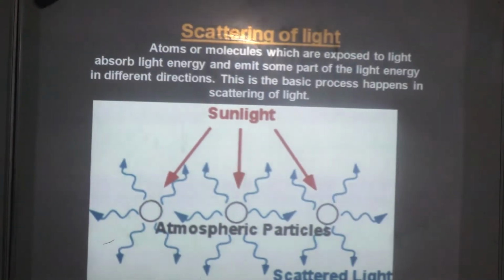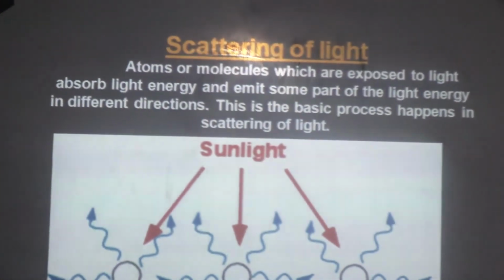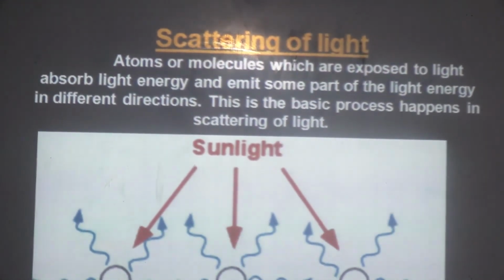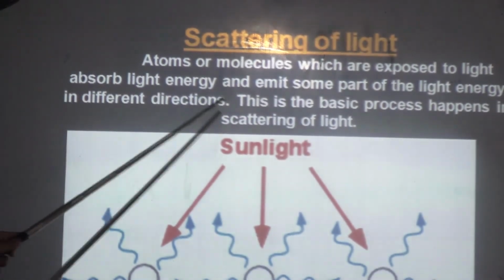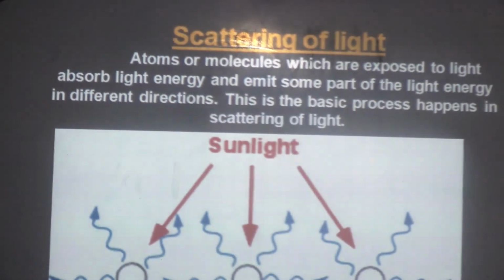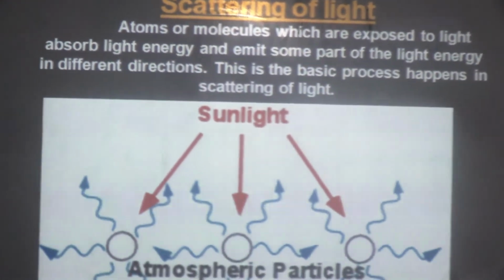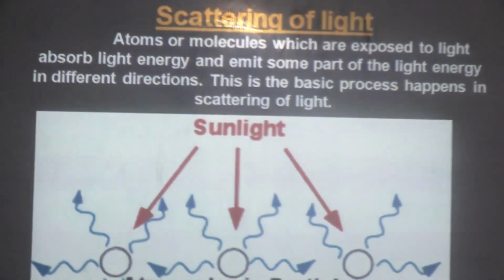Next. Now another important phenomenon of light is scattering. This is the most important phenomenon. Actually, atoms or molecules which are exposed to light absorb light energy and emit some part of the light energy in different directions. This is the basic process that happens in scattering of light. Scattering is a very typical phenomenon, but I will try to explain it in a simple way.